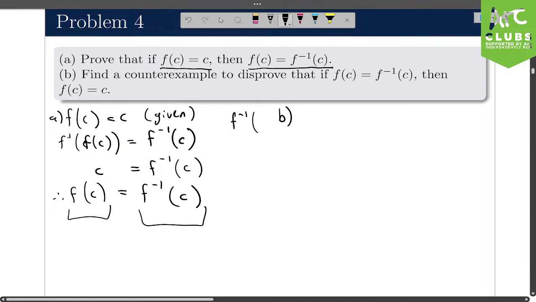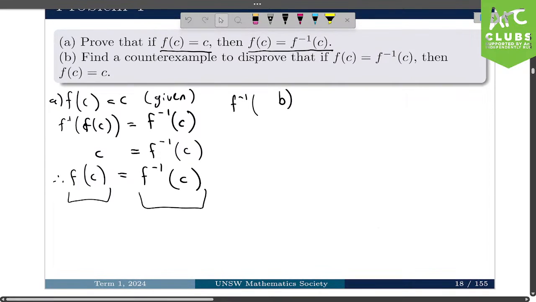And for the second part, we need to find a function that actually breaks this, right? Find a counterexample to disprove that if f of c is equal to inverse f of c, so if the function is equal to its inverse at some point, then f of c equals c. All right, so this is a bit more tricky. So a good idea when you're thinking about functions and their inverses is to think about the graph, okay?